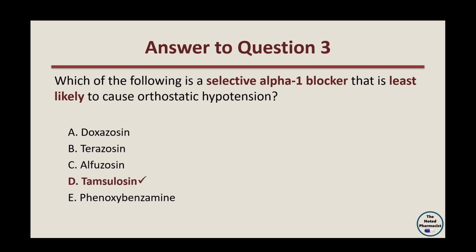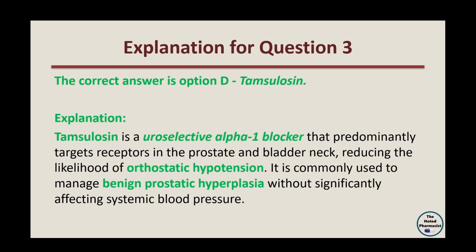The correct answer is option D, tamsulosin. The explanation is as follows. Tamsulosin is a uroselective alpha-1 blocker that predominantly targets receptors in the prostate and bladder neck, reducing the likelihood of orthostatic hypotension. It is commonly used to manage benign prostatic hyperplasia without significantly affecting systemic blood pressure.